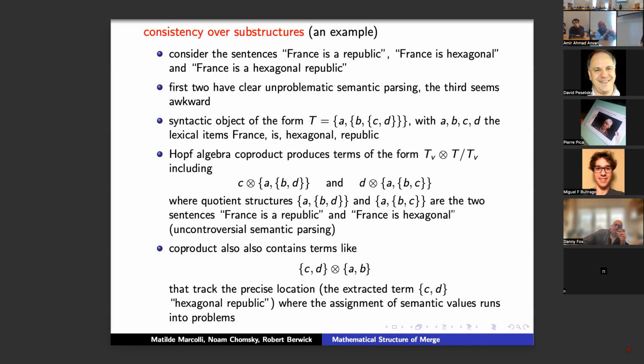So let's look at the syntactic object that we are dealing with. It's this tree, and I'm going to write it with the bracket notation. The Hopf algebra coproduct is going to produce these terms where you extract an accessible term and look at the structure that remains. When you look at these substructures, you immediately see that there are two with an unambiguous parsing, which are respectively France is a republic and France is hexagonal, which are okay. But you also see other terms of the coproduct which extract the problematic term, this hexagonal republic, which is the one that doesn't work.